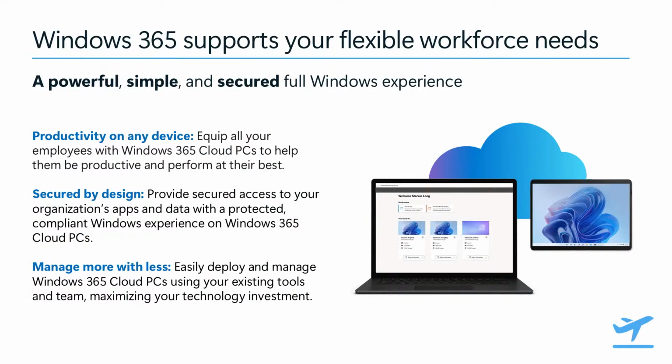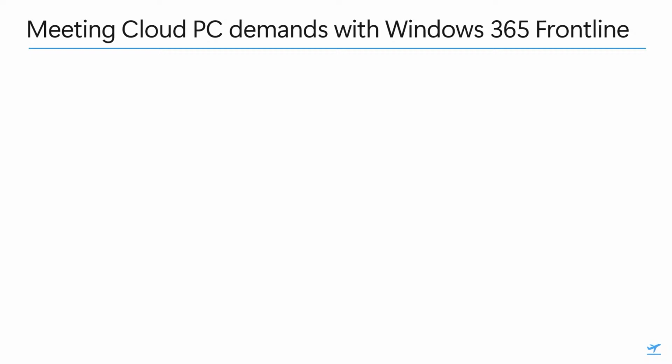So before we talk about Windows 365 Frontline, a quick reminder that Windows 365 is your powerful, simple, and secure full Windows experience in the cloud. We make sure that you're able to access Windows 365 and Cloud PC on any device. We focus on security, and we ensure that you can manage it via Microsoft Intune with ease. Now, Windows 365 Frontline is a version of Windows 365, and I'll talk to you a little bit about where it came from. When we introduced Windows 365 Frontline, we were thinking about how to meet your full Cloud PC needs, because many users have different requirements.